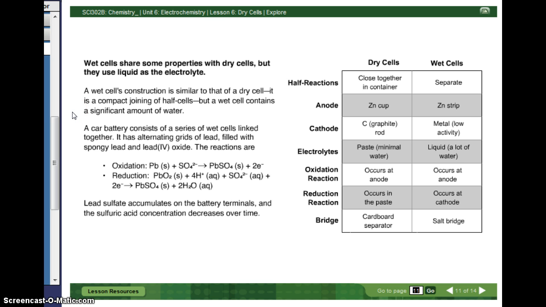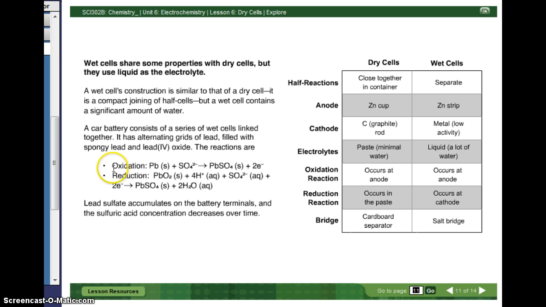I always think of like a car battery. If you've ever picked one up, you can hear the liquid inside of it. A car battery consists of a series of wet cells linked together. It is alternating grids of lead filled with spongy lead and lead 4 oxide.